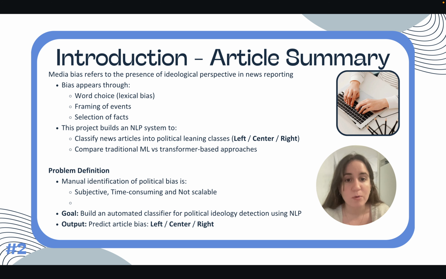Because of this, our goal is to build an automated classifier that can detect political ideology using NLP. The final output of our system is a predicted label for each article: left, center, or right. So overall, we're building on existing research and creating a system that provides a scalable and consistent way to analyze media bias. With that overview, I will now move into why this problem is important.